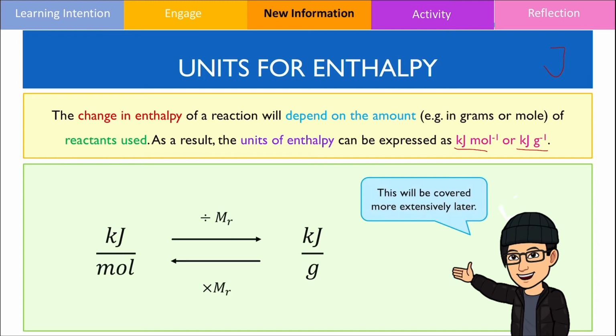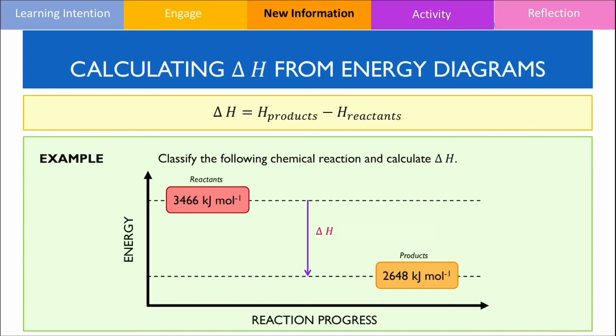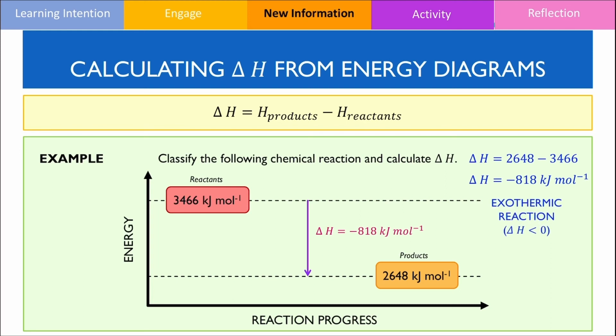To conclude this video, we will look at an example on how to calculate the change in enthalpy from an energy diagram. In this example, it wants us to classify the chemical reaction and to calculate delta H. The change in enthalpy can be found by subtracting the enthalpy of the reactants from the enthalpy of the products, so I'm going to use a calculator and press 2648 minus 3466. This will give us an answer of negative 818 kilojoules per mole. Based on this value, I can confirm that this is going to be an exothermic reaction because the change in enthalpy is a negative value.